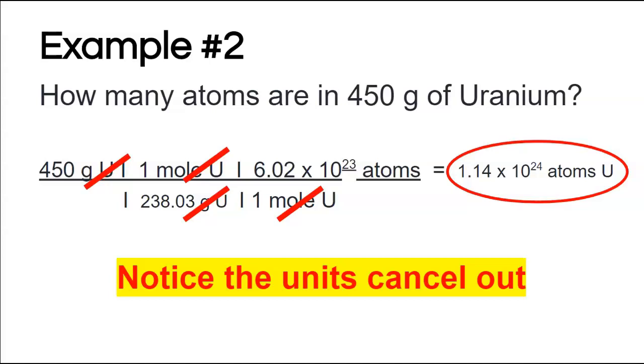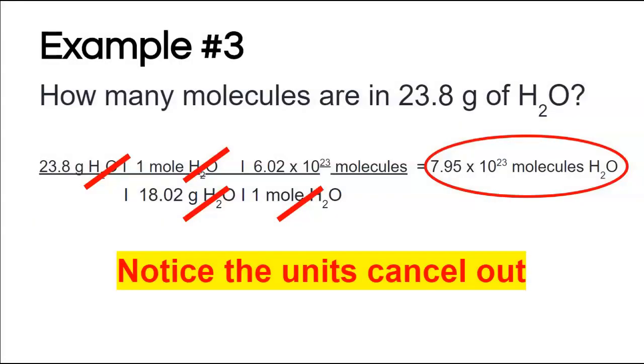All right, example number 3. How many molecules are in 23.8 grams of water? Okay, same concept. I start with my 23.8 grams of water. I have to look up how much water weighs. I have 2 hydrogens and a single oxygen. When I consult the periodic table and add the mass of 2 hydrogens plus 1 oxygen, it equals 18.02 grams.